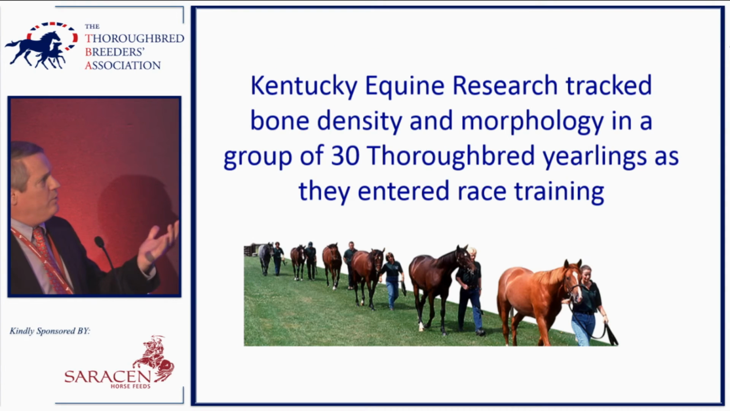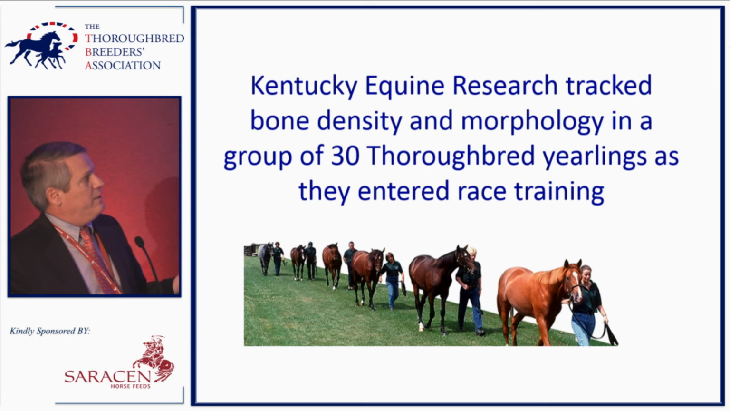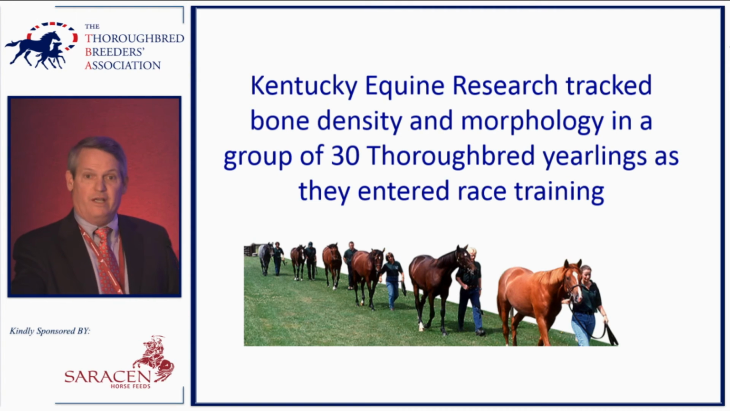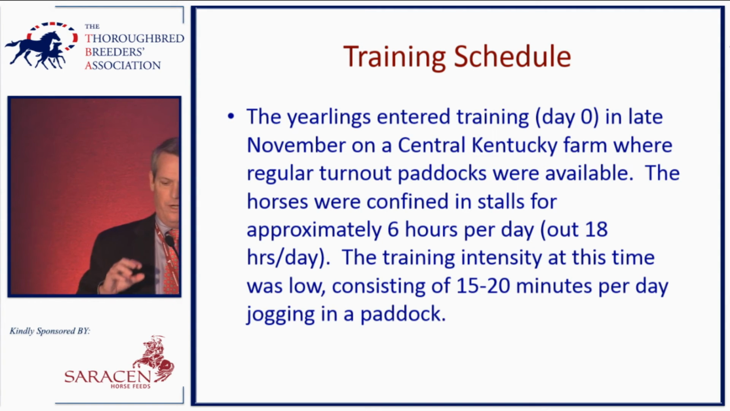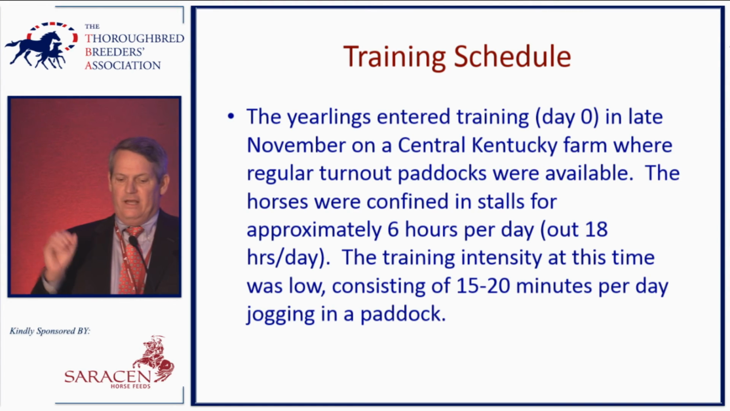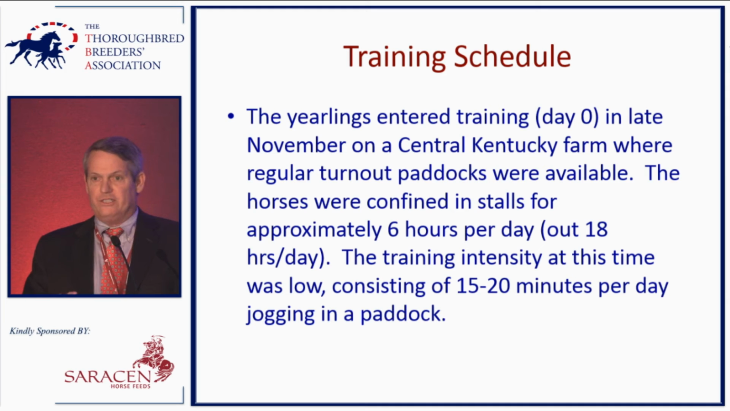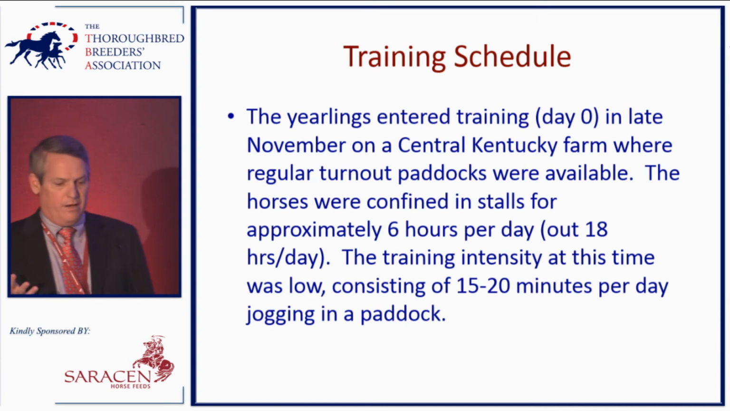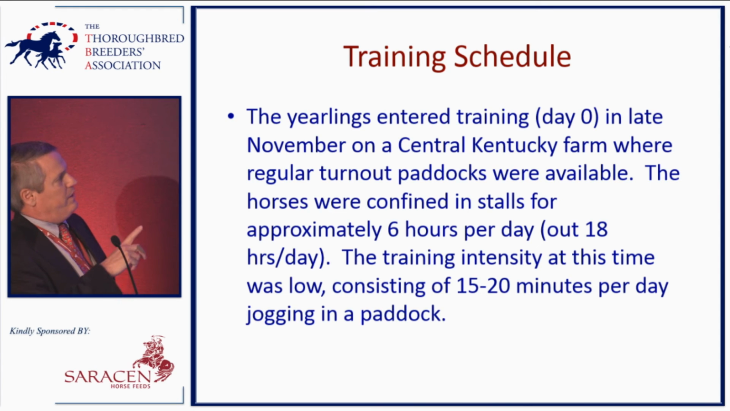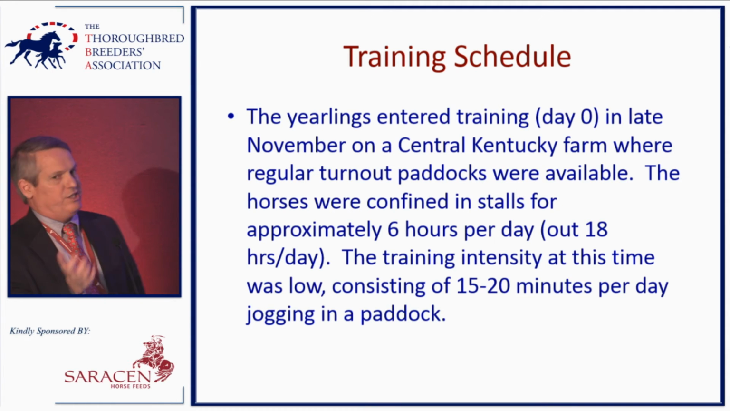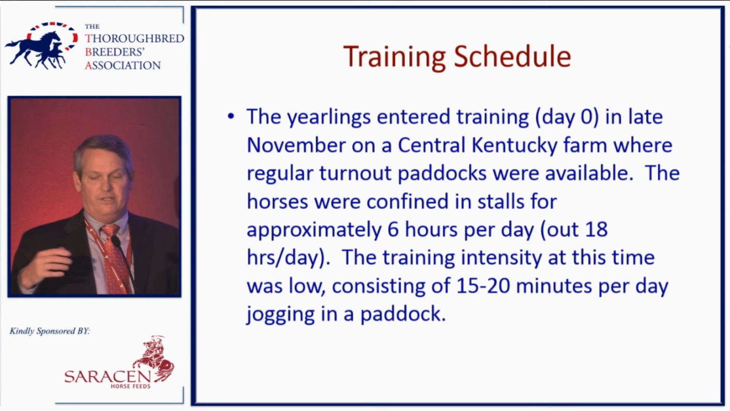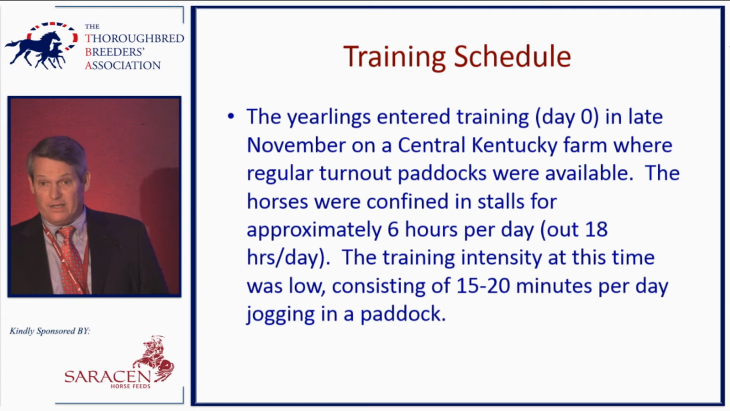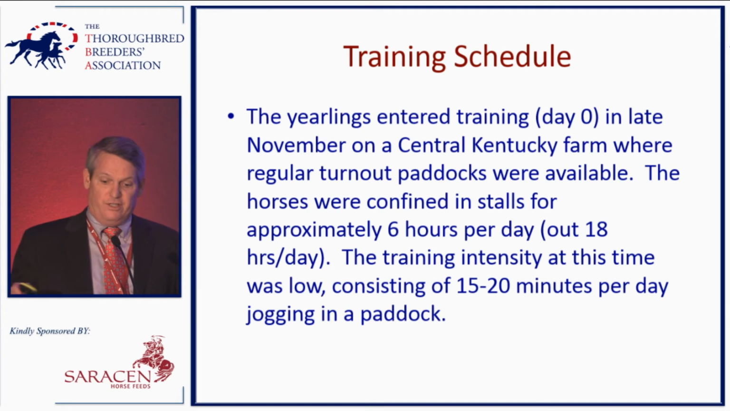So in this particular experiment, we followed a group of 30 thoroughbred yearlings that were entering race training. The way this particular group of yearlings were treated is that they entered training in late November on a central Kentucky farm where they were turned out most of the time. During that time, which I'm labeling as day 0, they were only in stalls for 6 hours per day. So in other words, they were out 18 hours a day. During that 6 hours per day, they just took them out and jogged them in a paddock. So that's what they were doing when they started this training.